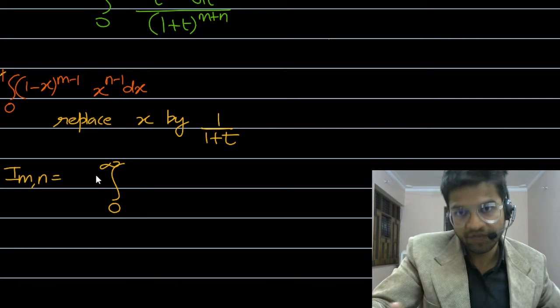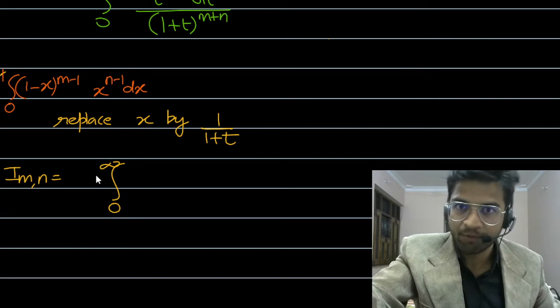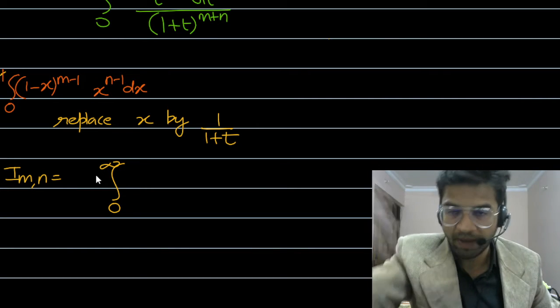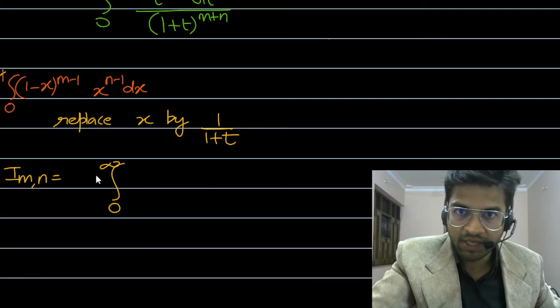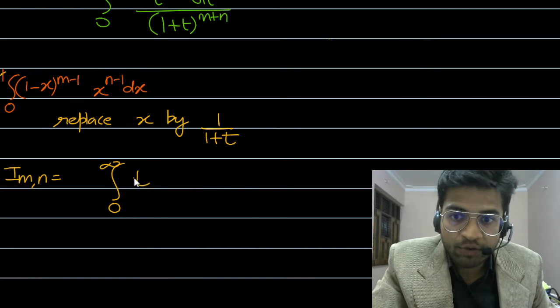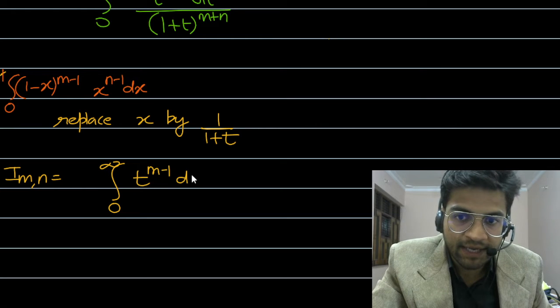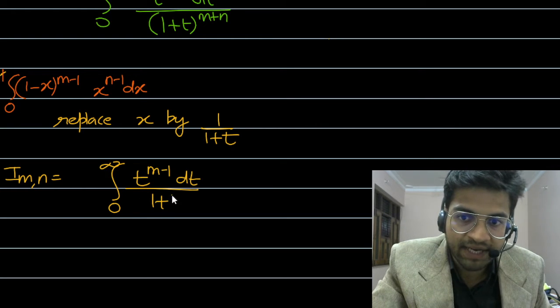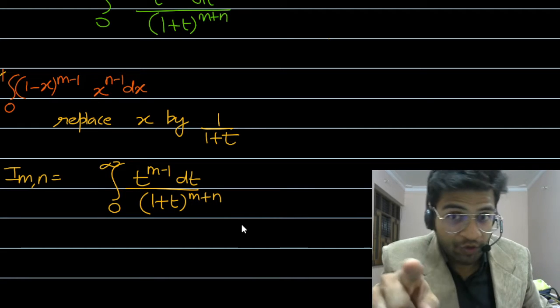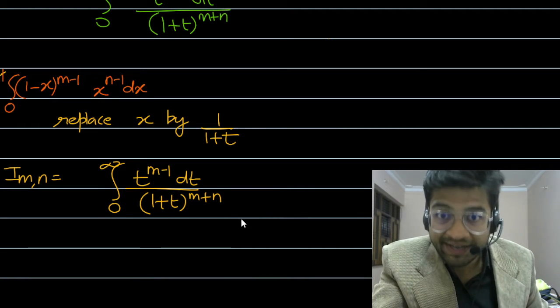If you have any confusion, you can solve it by yourself by using the same process that I have just done in the first part. But it will be equal to this particular expression which I am writing: integral from 0 to infinity of t to the power m minus 1 dt upon 1 plus t to the power m plus n, right? We also know that the variable does not matter in a definite integral.